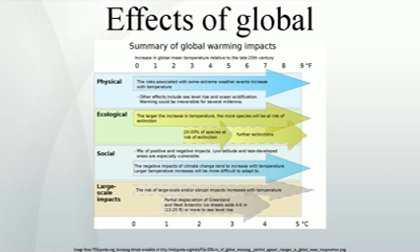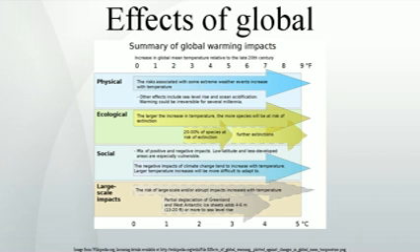Evidence of climate change includes the instrumental temperature record, rising sea levels, and decreased snow cover in the Northern Hemisphere. According to the Intergovernmental Panel on Climate Change, most of the observed increase in global average temperatures since the mid-20th century is very likely due to the observed increase in human greenhouse gas concentrations.